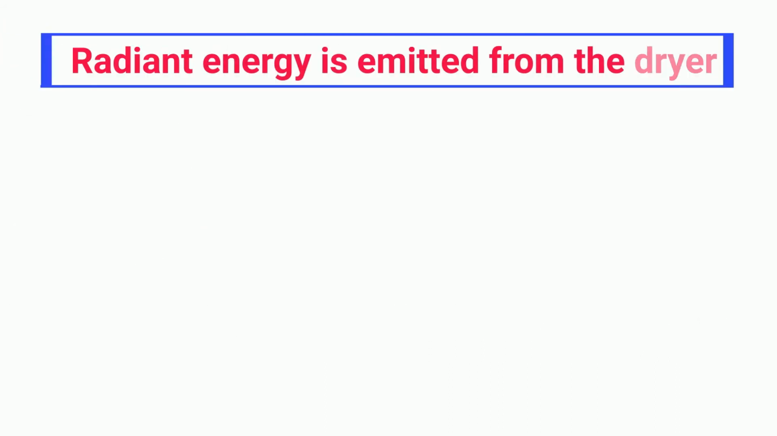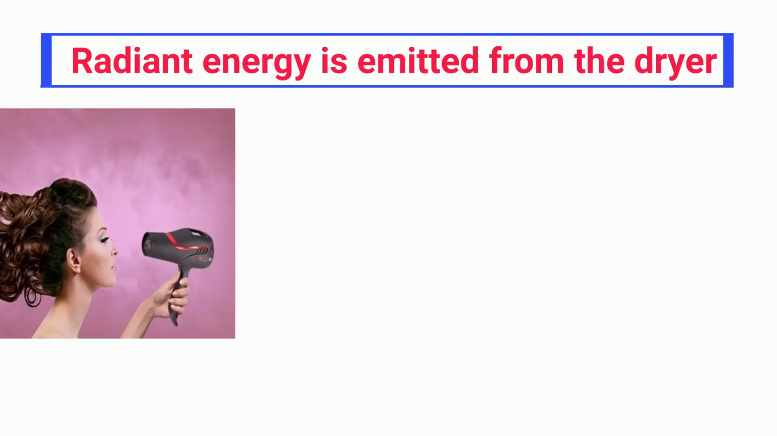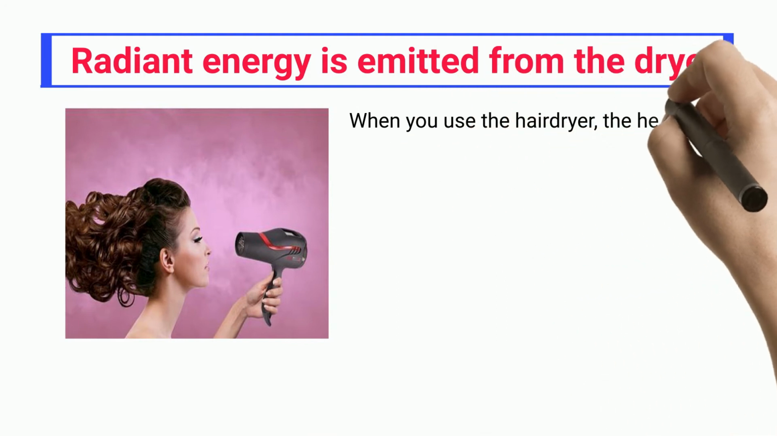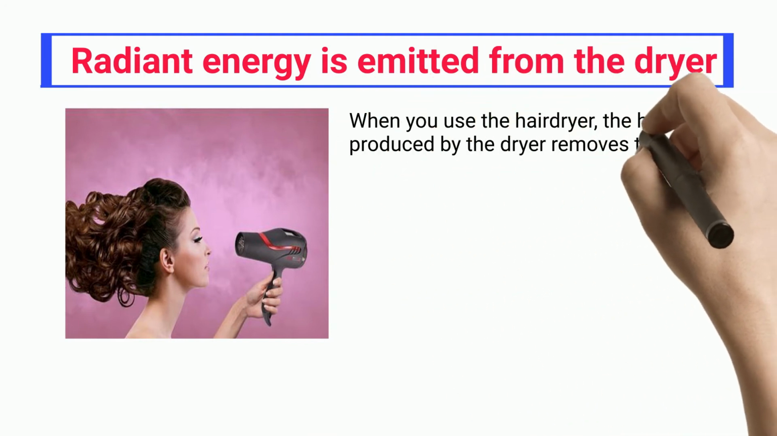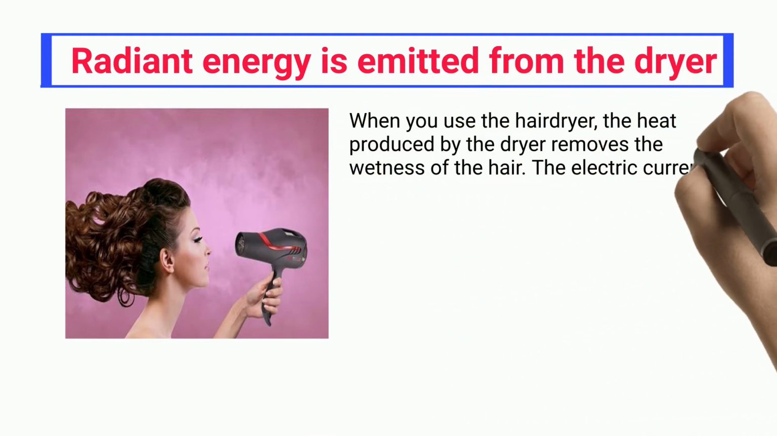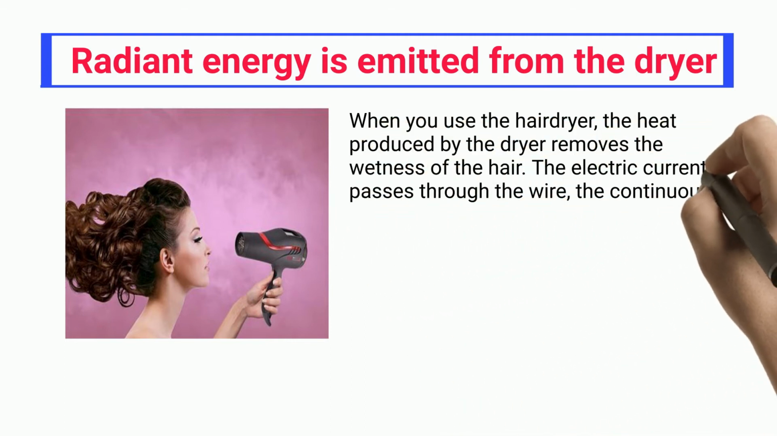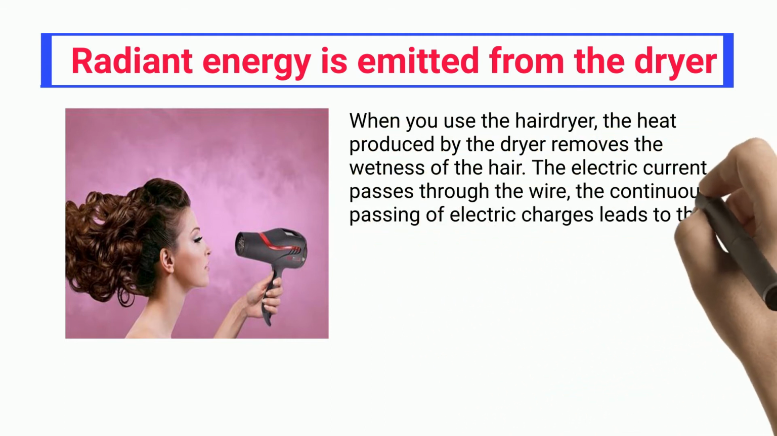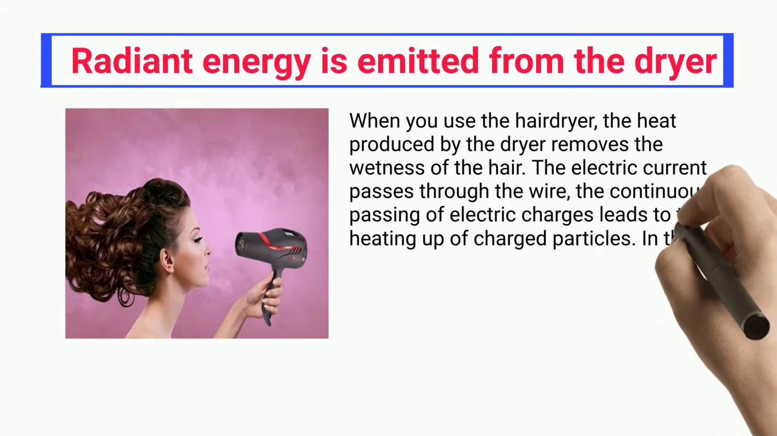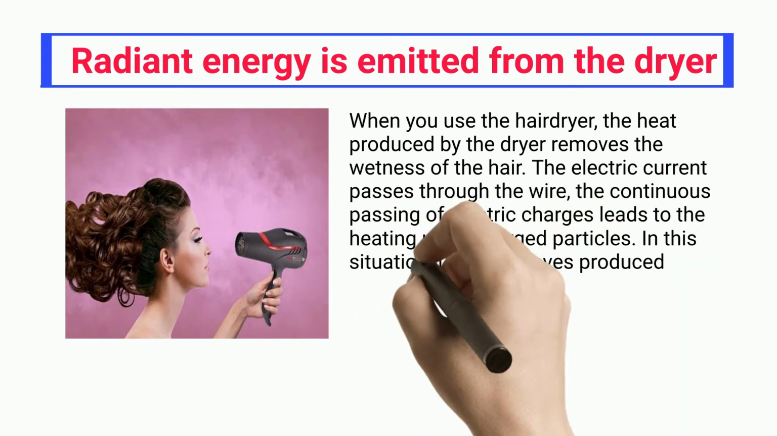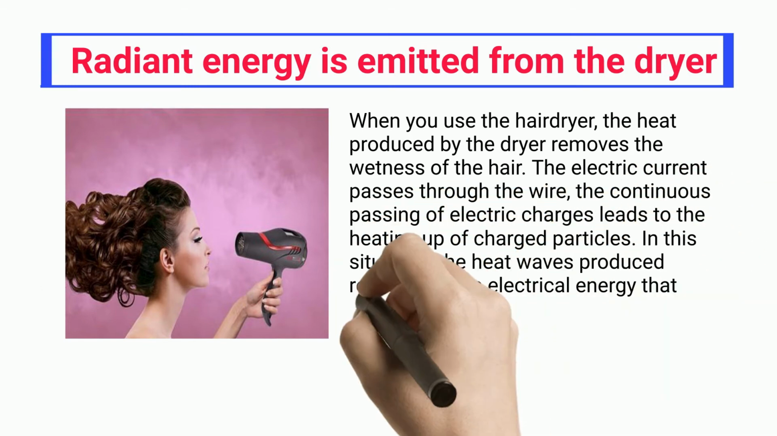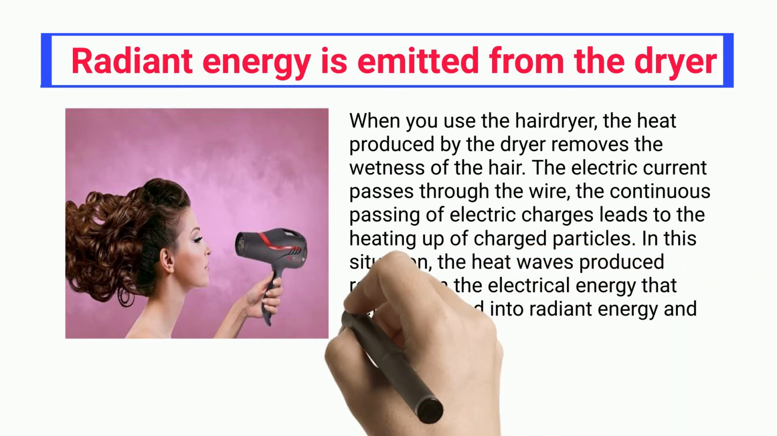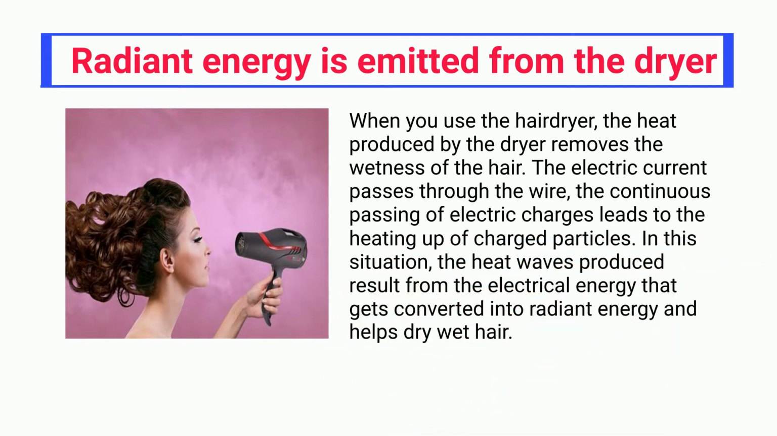Radiant energy is emitted from the dryer. When you use the hairdryer, the heat produced by the dryer removes the wetness of the hair. The electric current passes through the wire. The continuous passing of electric charges leads to the heating up of charged particles. In this situation, the heat waves produced result from the electrical energy that gets converted into radiant energy and helps dry wet hair.